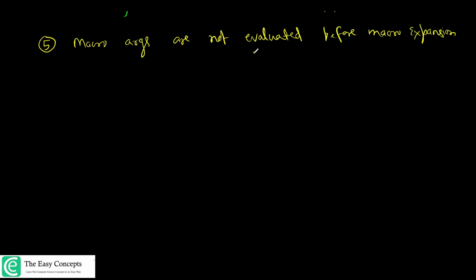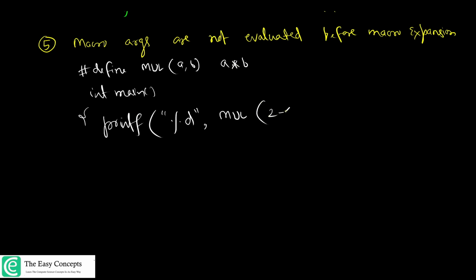Let me show you some program first so that you can understand this thing easily. I'm not going to use the header file again and again, so consider that there is a header file stdio.h. Now define a multiplication function and it will become a cross b. Now I am passing two arguments, 2 plus 3 and 3 plus 5. After this example you will understand what it means.